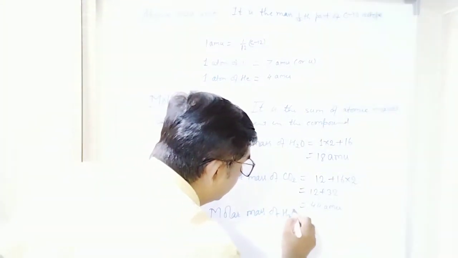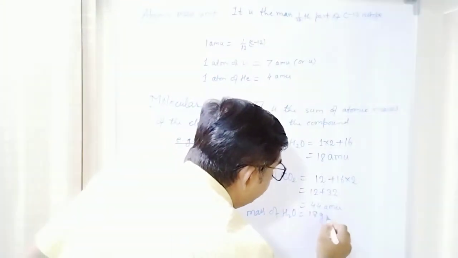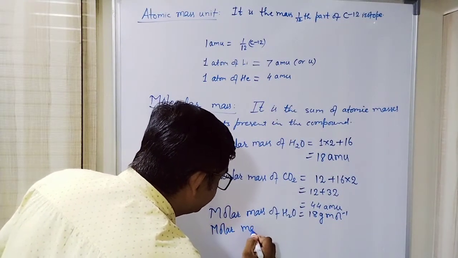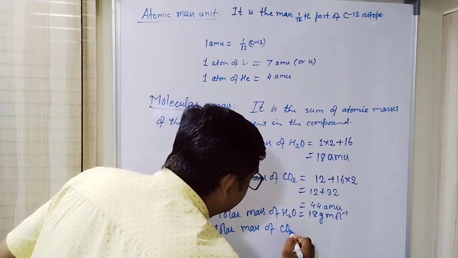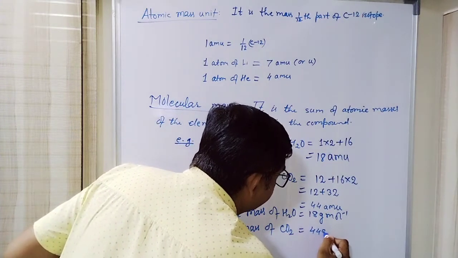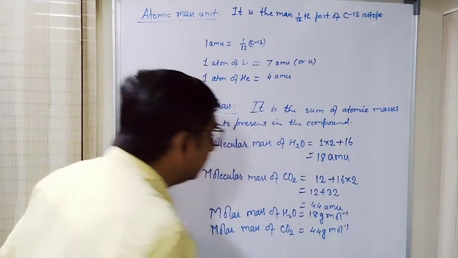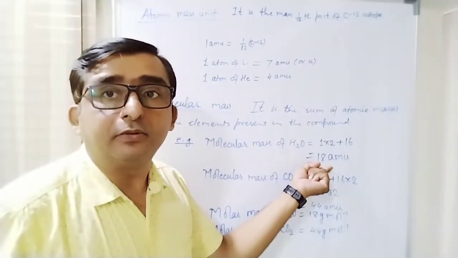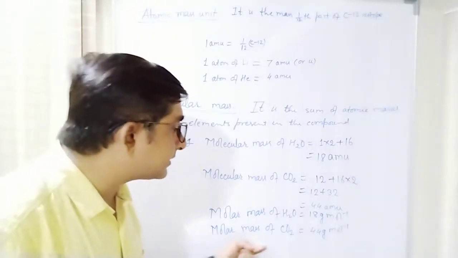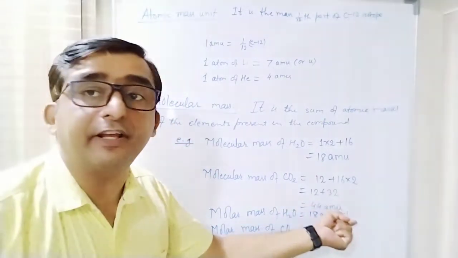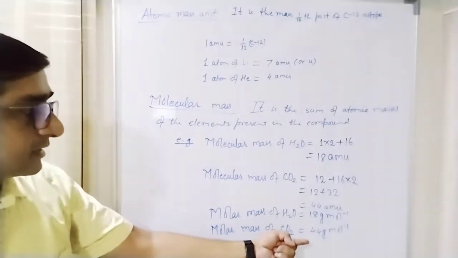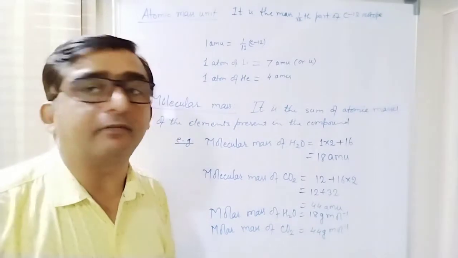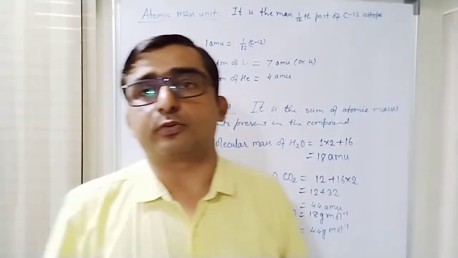So the molar mass of H2O is equal to 18 gram per mole. The molar mass of CO2 is 44 gram per mole. But if they ask me the molecular mass of H2O, I'll write 18 AMU. If I am asked the molecular mass of carbon dioxide, I will write 44 AMU. But when molar mass is asked, I will write 18 gram per mole, and 44 gram per mole for carbon dioxide. Like this we are supposed to write.